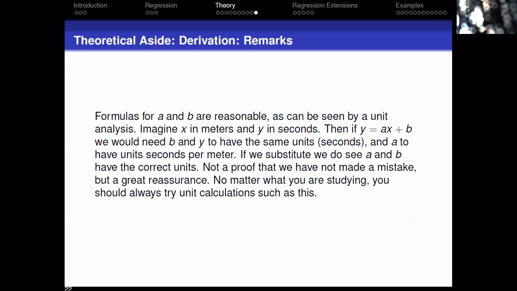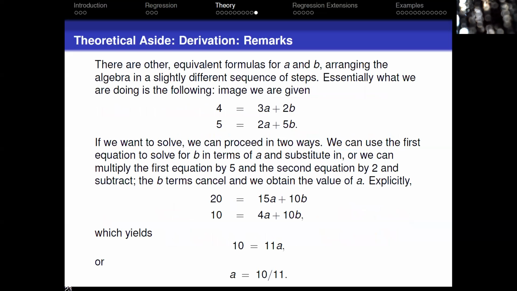They can be seen by a unit analysis. I'm not going to go through this, but I'll just leave the slide for you to look at. You always want to have checks. Is my answer reasonable?